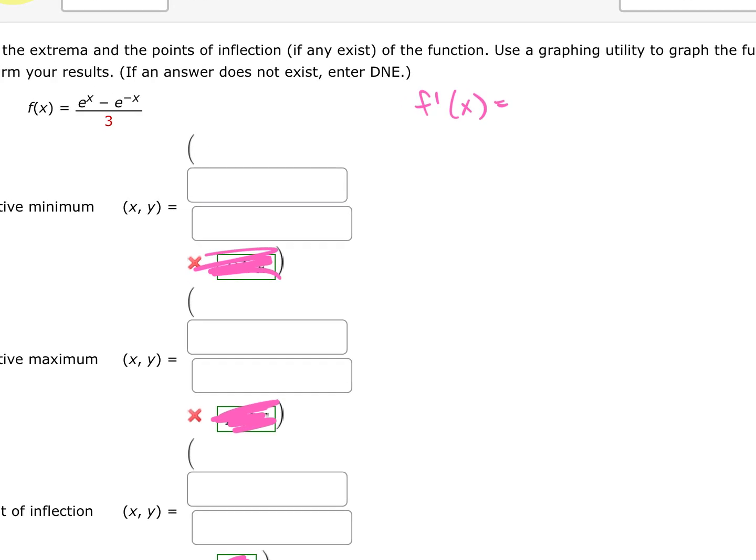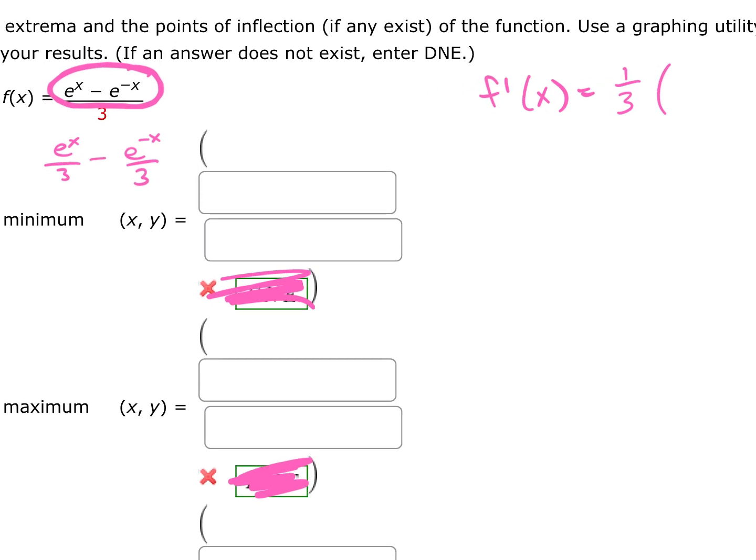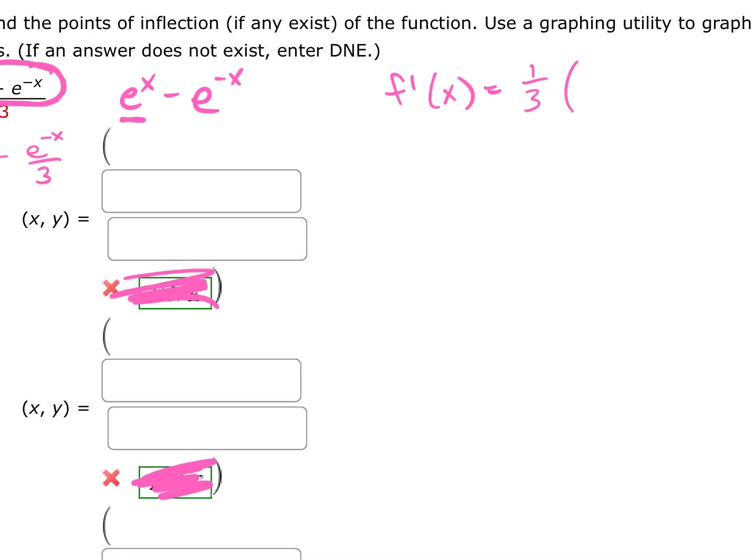So if we want to, we could separate this. We could call it e to the power of x over 3 minus e to the power of negative x over 3. Or we can just take out that 1/3 and put it on the outside. So I can pull out this 1/3, leave it outside, and we're going to find the derivative of the top part here. We just have to remember to multiply that 1/3 to our answer. So we're just taking the derivative of e to the power of x minus e to the power of negative x. So starting with e to the power of x, what is the derivative of e to the power of x? E to the power of x, perfect.